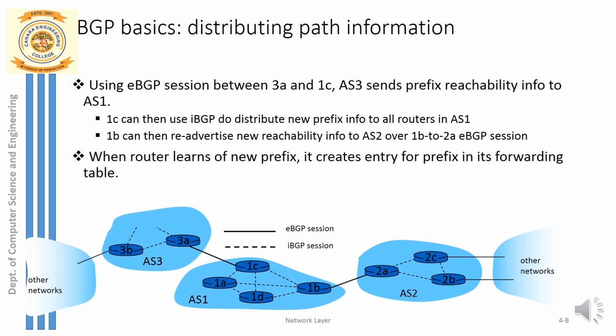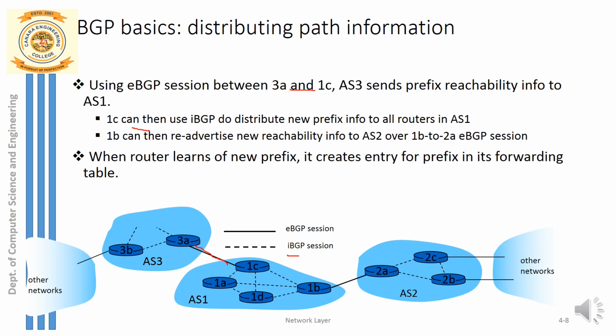You can also see now how the BGP session is created between 3A and 1C. So between 3A and 1C, prefix reachability information is shared, or that aggregated prefix is sent. Here 1C can make use of this; the eBGP session is created. This thick line indicates the eBGP session, whereas once 1C gets that prefix and path information, it should share that information among all the routers inside AS1, that is 1A, 1D and 1B.